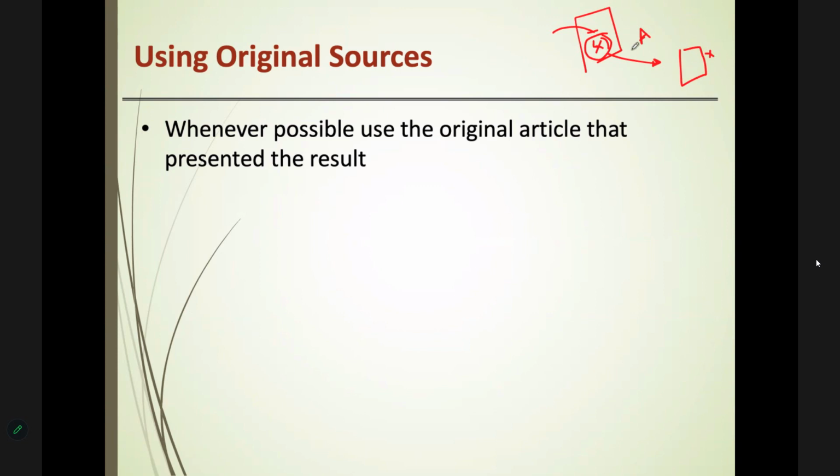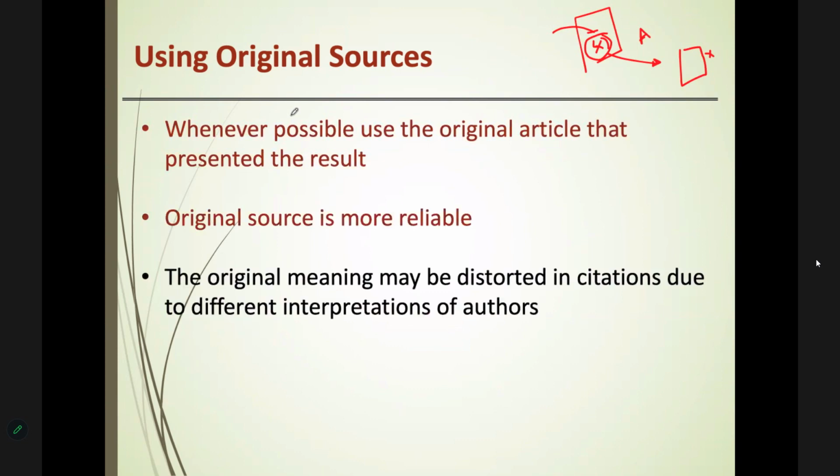The reason I'm telling you is that if A interpreted this paper the wrong way and you take that from A's interpretation, then you are also writing a wrong interpretation. So it is always suggested for MSc students that, whenever possible, you go to the original article that presented the results rather than someone else's citing article, because these are more reliable. And I already said that the original meaning may be distorted in citation due to different interpretations.